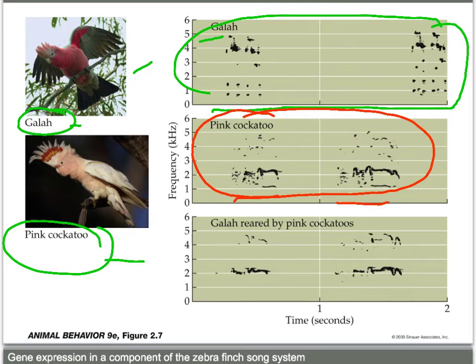And so what happens if you take little baby galahs and put them into the nest of the cockatoo, and then they're reared by cockatoo parents? They're similar enough species that the parents will rear them. What do the galahs sing like when they've been reared by cockatoos? And interestingly, they sing songs that sound like the cockatoos, not like their native species, galah. So again, strong environmental influences on singing behavior. And again, does this mean that genes aren't involved? And again, the answer is no.